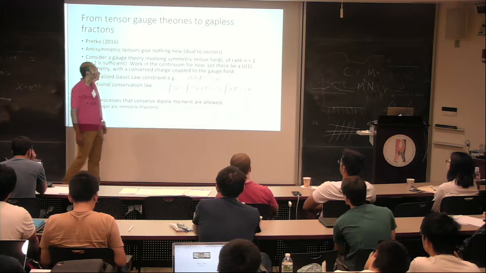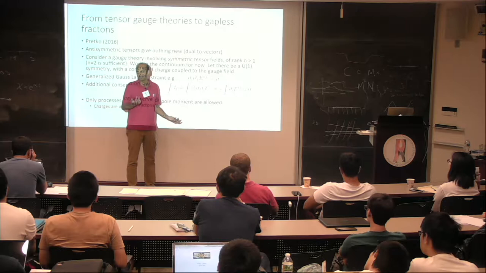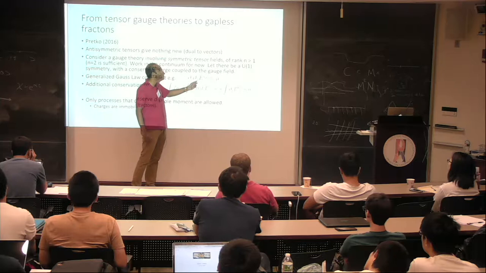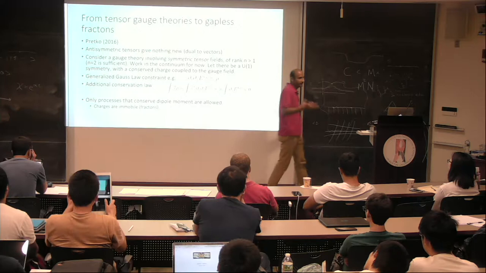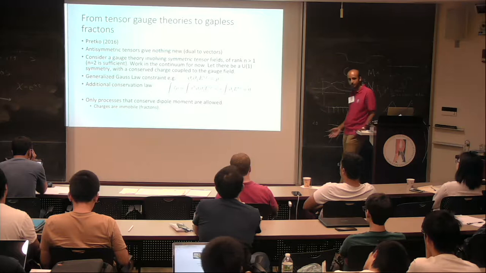Well, it can't look like div E equals rho, because E has 2 indices, and div has only 1, so the indices don't match. One possibility is I could do a 2 derivatives Gauss's law, d_i d_j E_ij equals rho. This is a possible Gauss law that I could write down, which defines a particular higher rank gauge theory. This Gauss's law, well, it conserves charge, just like the old one, but it has an additional conserved quantity.